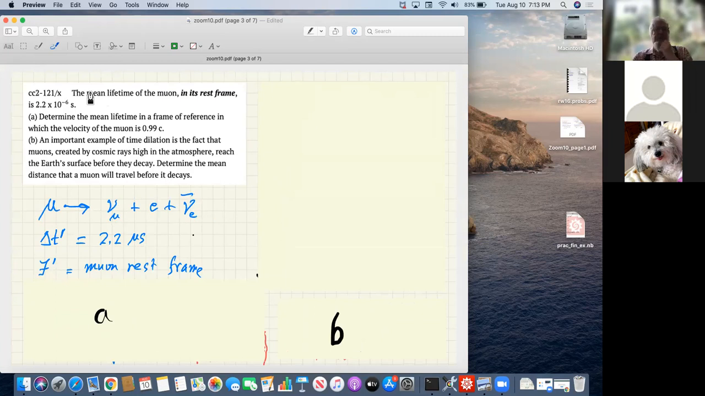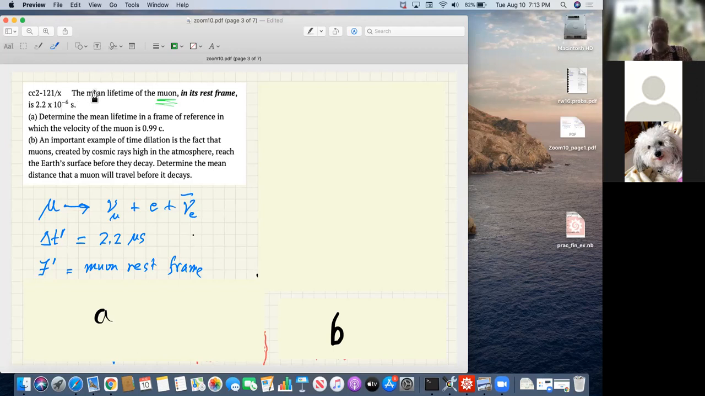This problem says the mean lifetime of a muon in its rest frame is 2.2 times 10 to the minus 6 seconds. You have to understand a muon is an elementary particle, somewhat like an electron, but more massive than an electron, and unstable. A muon will decay into a neutrino, an electron, and an antineutrino. So if you have a muon, it doesn't last forever. In the frame of reference where it's at rest, it lasts for 2.2 microseconds.